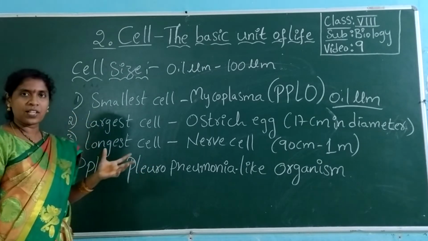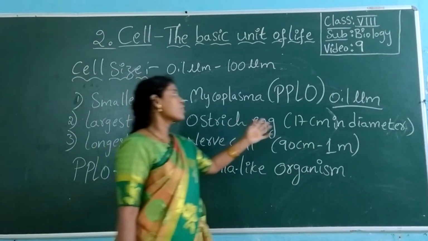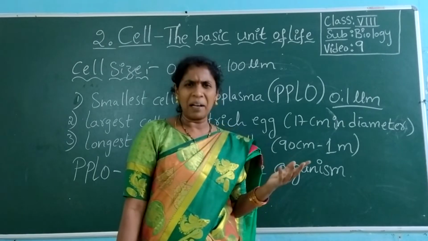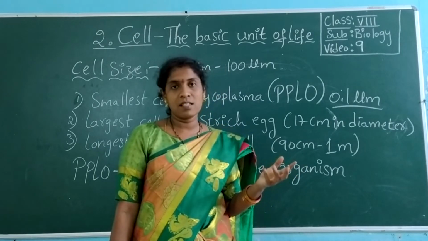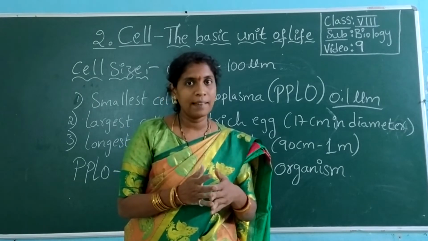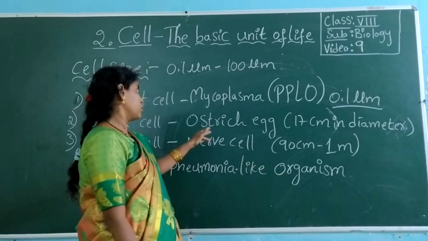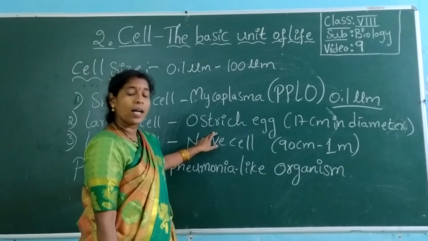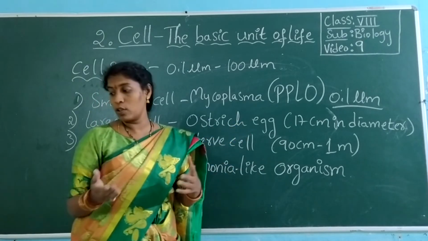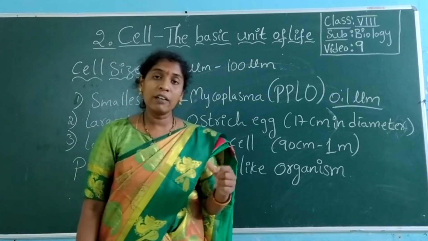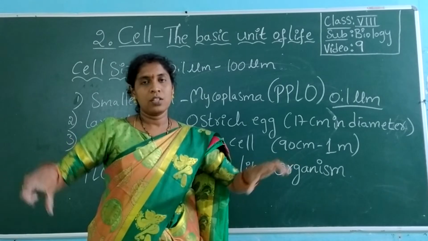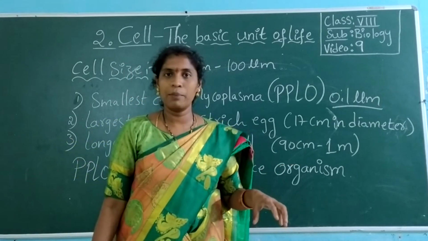And the next one, largest cell. You know the ostrich egg. Ostrich egg is about 17 centimeters in diameter. Then what, madam, is an egg a cell? Yes, an egg is a cell. That is a single cell. So this egg actually is the largest cell because it is 17 centimeters. With your scale, if you measure, the egg of the ostrich is 17 centimeters in diameter. Okay. You can stand on it. Not at all a big issue.